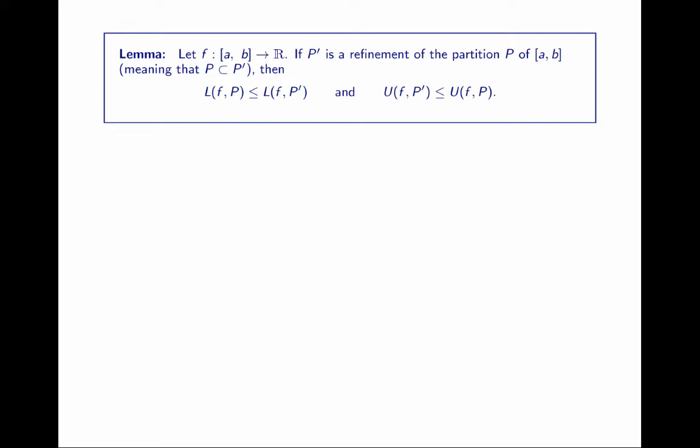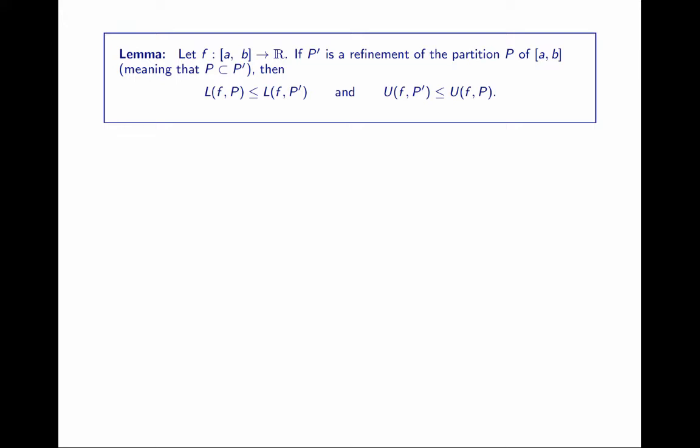So we'll need a few lemmas in order to get to our two punchlines, that continuous functions on a closed interval are integrable, and increasing or decreasing functions on a closed interval are integrable. So the first lemma says, if a function maps the closed interval a to b to R, and if P prime is a refinement of the partition P. Now, what do I mean when I say a refinement?